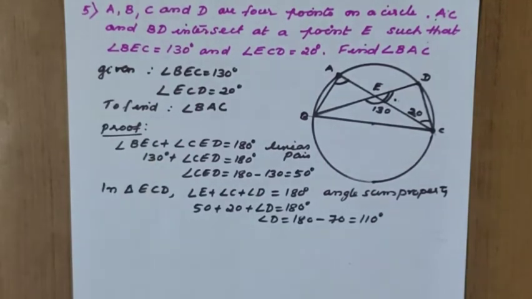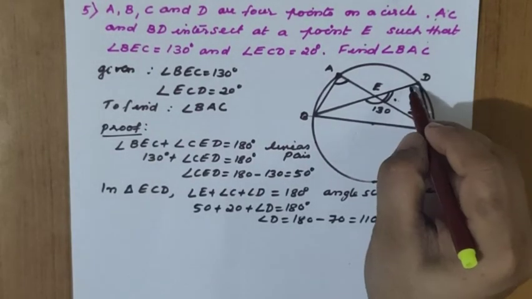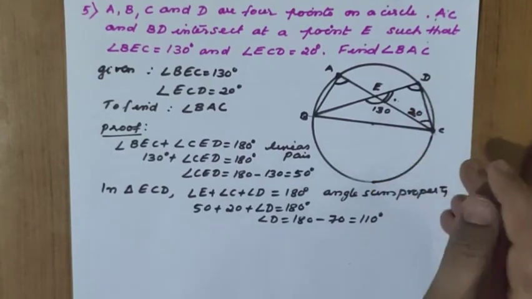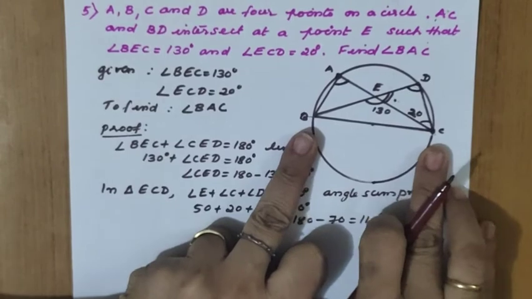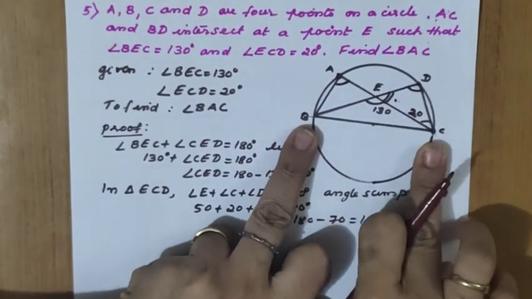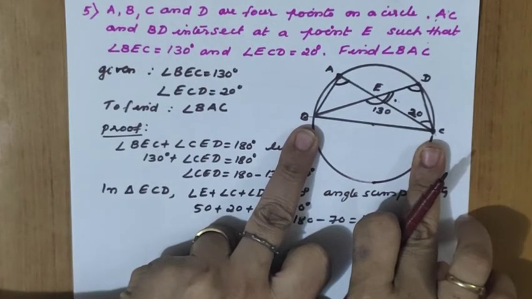Now angle BDC we got is 110 degrees. Right, this is the angle we got. Now keep your fingers on the chord BC. So we are getting BDC. BC is the chord, and BDC is the angle formed. And similarly, which angle is asked? BAC. Angle BAC is asked.